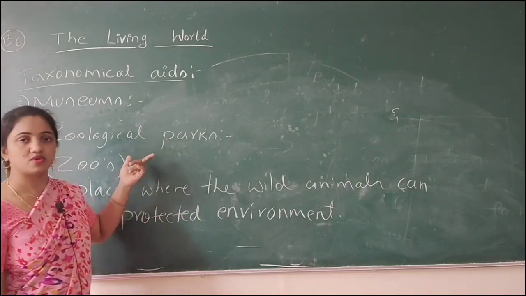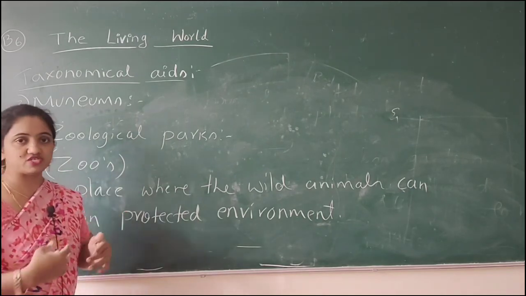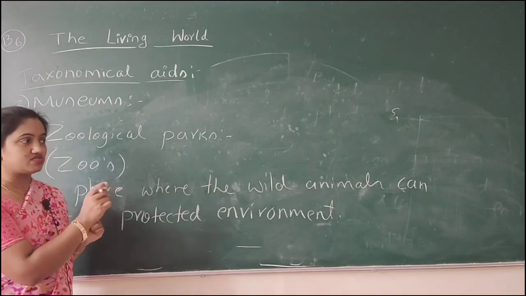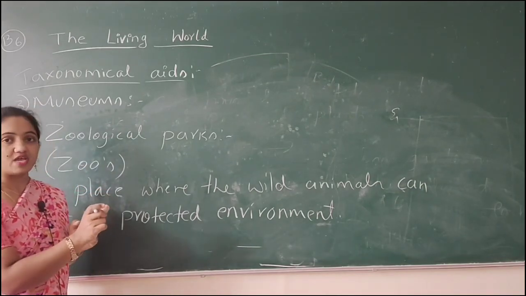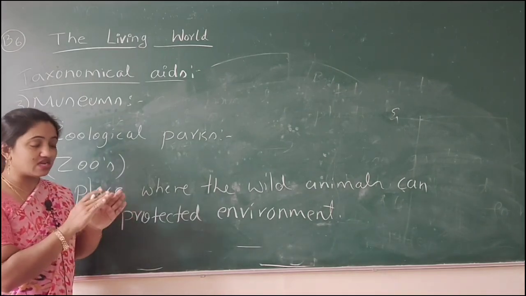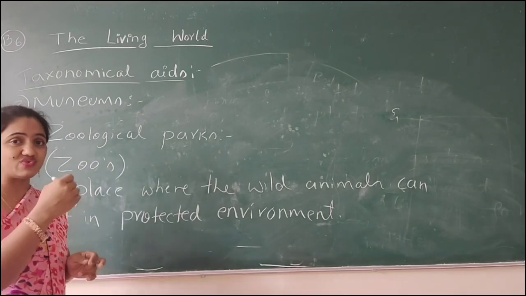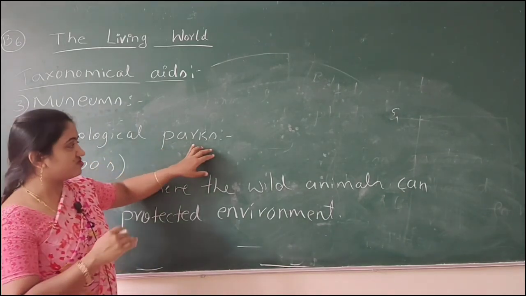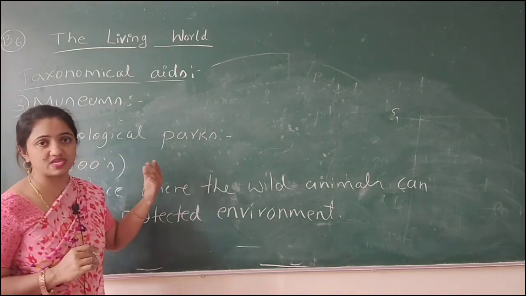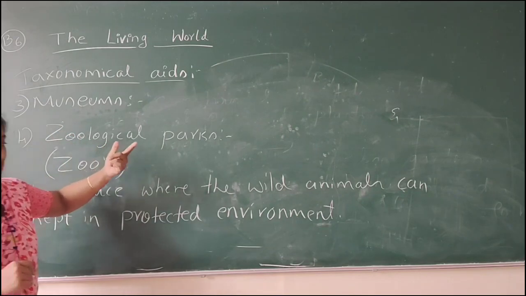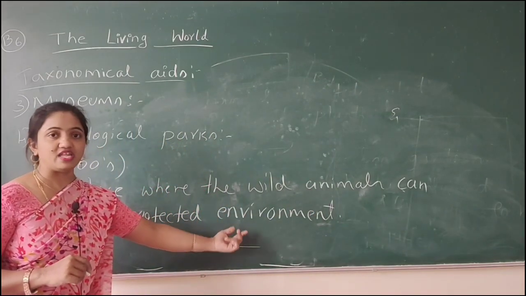When you visit the zoos next time, try to write about the species. In front of each enclosure, they give information about that animal: from which origin or place it belongs, the gestation period, what type of food it consumes, the lifespan, and everything is mentioned on that board. Try to write all this information. That is a beautiful thing to see and to study. But according to taxonomical aids, what they are doing is preserving and protecting wild animals in a suitable environment.